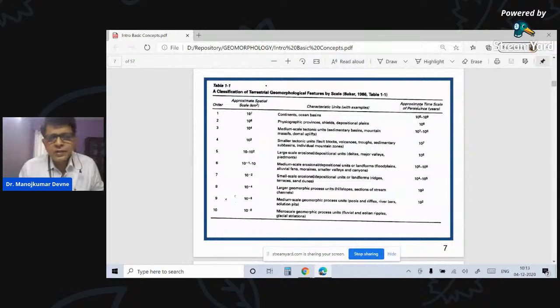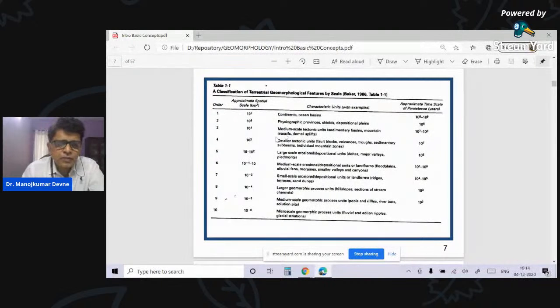And here you'll see this is the time scale. How long do they exist? So continents, of course, the longest to exist, they have been there for millions and crores and at times billions of years also. And that's why you have this 10 raised to 9 on the scale here. If you divide the continents further down, you have physiographic provinces like shields and depositional plains. They are on a lesser scale, and of course the area also, it is a few million square kilometers as such. 10 raised to 4, medium scale tectonic units, basins, mountains, etc.